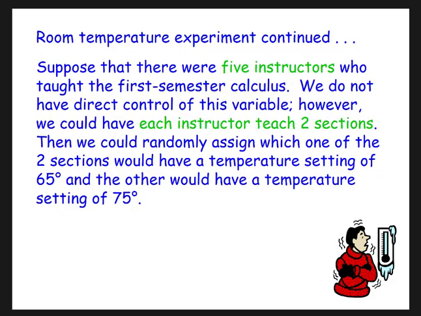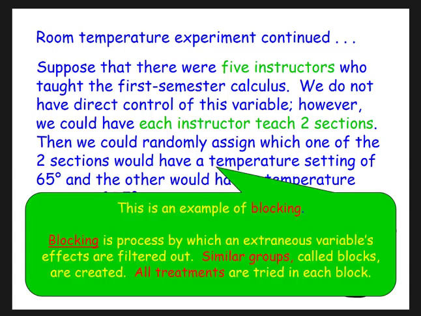Suppose that there were 5 instructors who taught the first semester calculus. We do not have direct control over this variable. However, we could have each instructor teach 2 sections, and then one section's at 65, the other's at 75. Randomly select which goes where, so there would be a stratified sample. You're choosing one from each instructor rather than just 5 from the general set of 10. This is a block sample, randomized block sample. You have the blocks, in other words, each instructor, and you're choosing randomly from within each block.